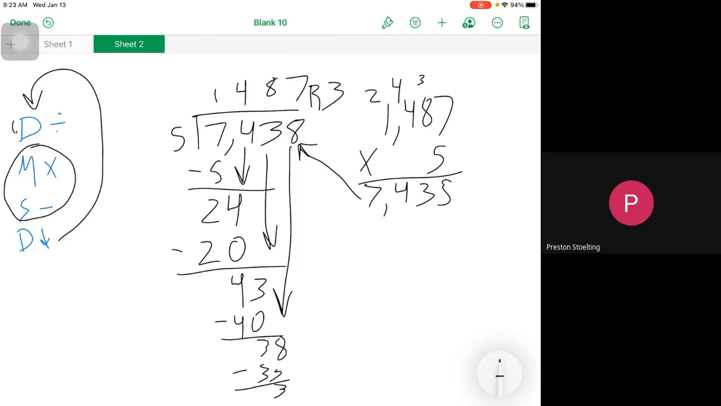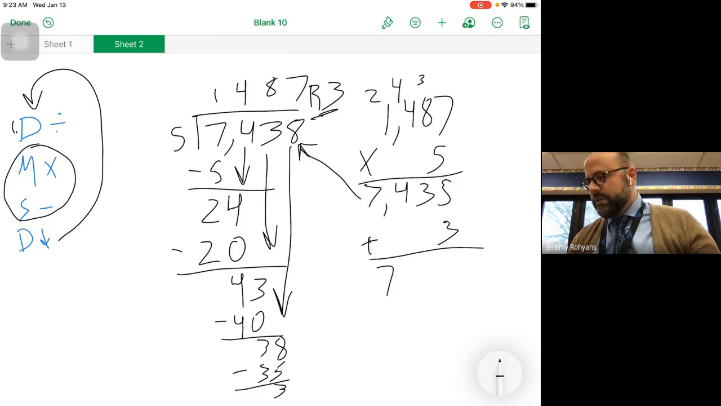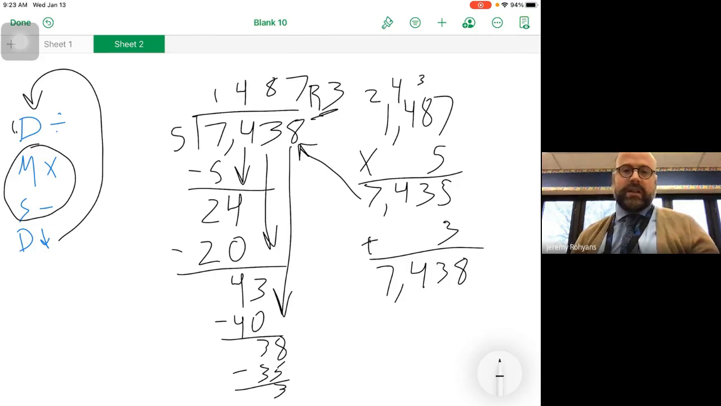I see. I think I did everything correct. I multiplied correctly. I divided correctly. The only thing I didn't do was when you're checking your work, you add the remainder to the product. So if I add 3 to this, I will get 7,438. And that is why my product looked wrong compared to my original dividend, because I did not add the remainder.